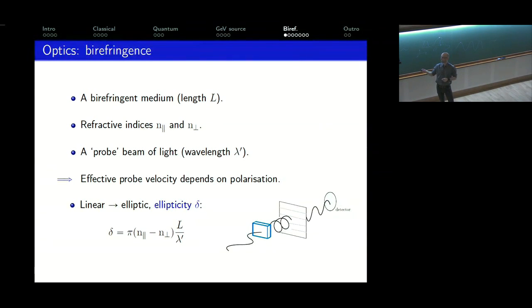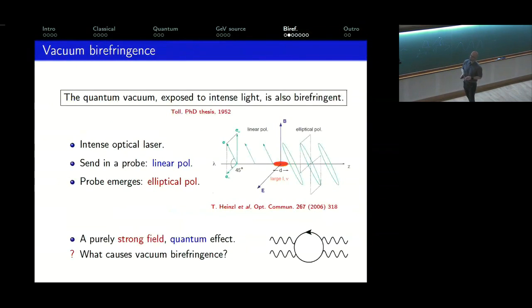That polarization ellipticity delta is given by pi times the difference of refractive indices, the length of your birefringent medium, your crystal, and then divided by lambda prime. This is the wavelength of your probe beam of light, right? So this is just classical optics. Okay. The quantum vacuum exposed to very intense light is also a birefringent medium.